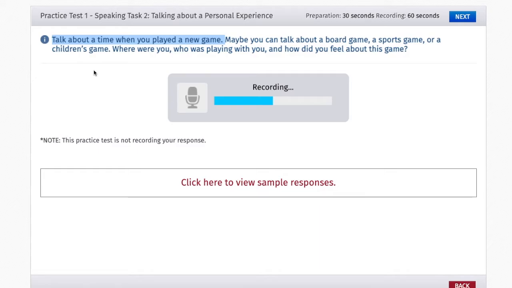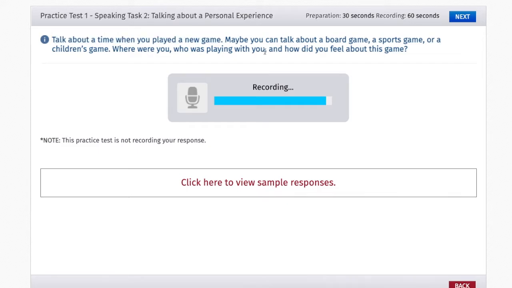Then, usually in the question, it gives you some examples. Don't worry about the examples. Many students get confused because after they read the first part, they start reading this, and they get confused about the topic. But the topic is right here. Just talk about when you played a new game.